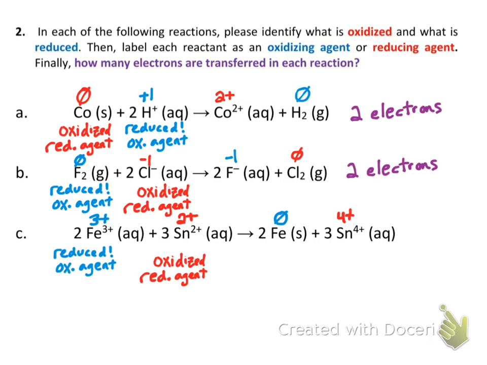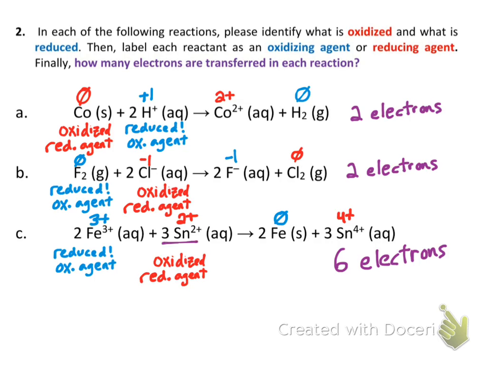Now, in this case, we have to be careful with the number of electrons because we can look at either element when looking for the number of electrons lost. Just keep in mind, though, that we also have to keep in mind these coefficients. So iron is going from 3 plus down to 0. So each iron is gaining 3 electrons. However, there are 2 irons involved here. So that means that we need to multiply that number by 2. So each iron is gaining 3 electrons, and in total we have 6 electrons transferred.